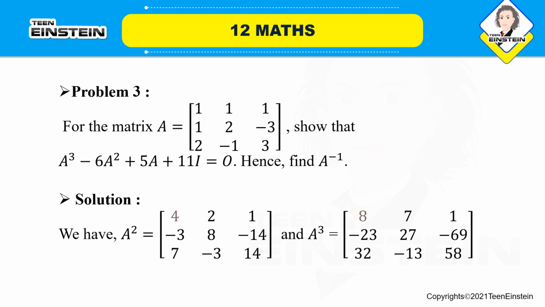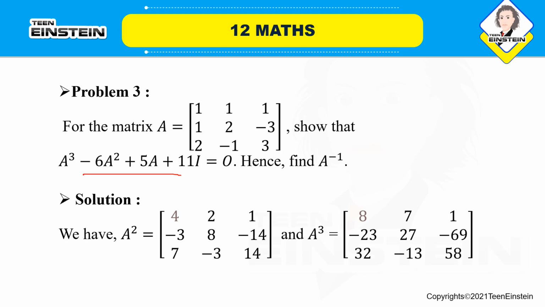Next problem is problem 3. For the matrix A equal to 1, 1, 1, 1, 2, minus 3, 2, minus 1, 3, which is a square matrix of order 3, because there are 3 rows and 3 columns, we have to show that A cube minus 6A square plus 5A plus 11I equals the 0 matrix. So it is the same problem as we discussed in the previous slide. First we have to verify whether this matrix equation is satisfied or not. Then we have to find A inverse.